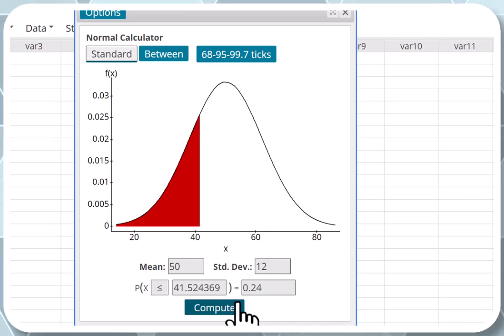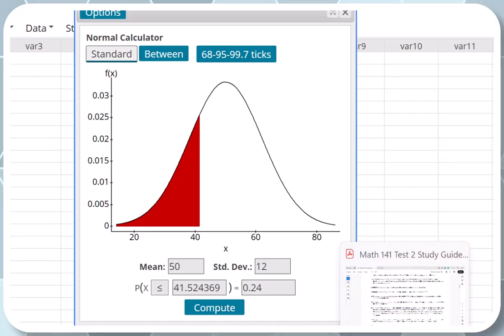So x is 41.52. What about if I add, he says first quartile, you use 0.25. If he says third quartile, you use 0.75, and so on and so forth. Next question.